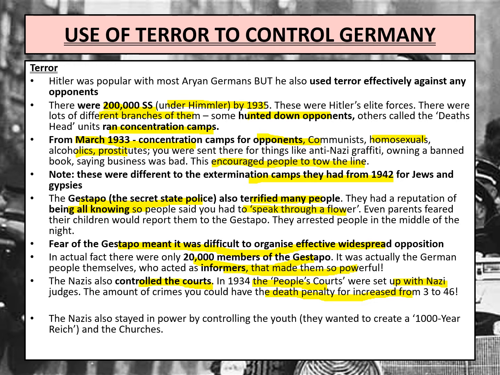So terror was incredibly effective at silencing the few people that decided that they wanted to oppose the Nazis. So you need to make sure that you know about terror, but also make sure that you balance it with propaganda and popularity, because terror wasn't needed for the majority of German people. Most people did conform. If you do get asked about how the Nazis controlled Germany, you can also mention, if you want, how they controlled the youth and how they controlled the churches. But we'll talk about those details later on.